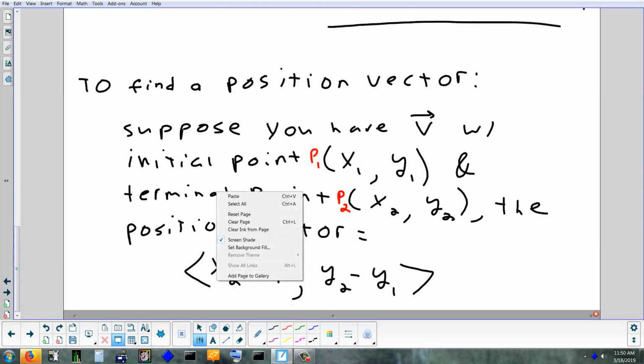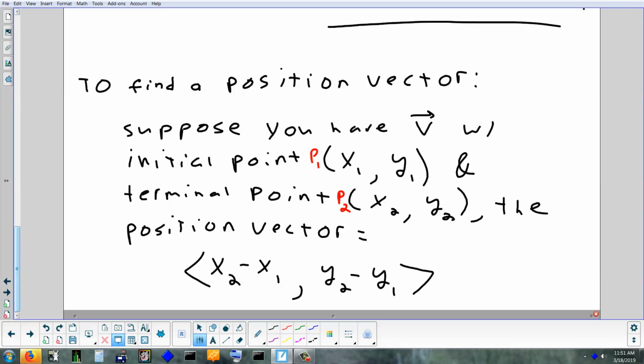Terminal x value, x2, minus x1. So it's your terminal x value minus your initial x value, and your terminal y value minus your initial y value. Always terminal minus initial.